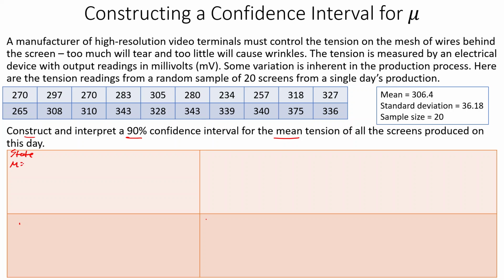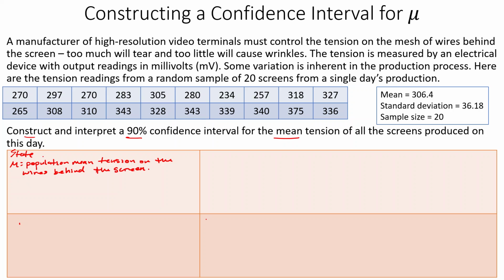So we're going to state that our mean is the true mean or the population mean. And generally start using the word true just because it's shorter. But population mean, and this was tension on the wires behind the screen. Tension on the wires. I don't even know what we're talking about here, but that's okay. It doesn't matter. The screen.